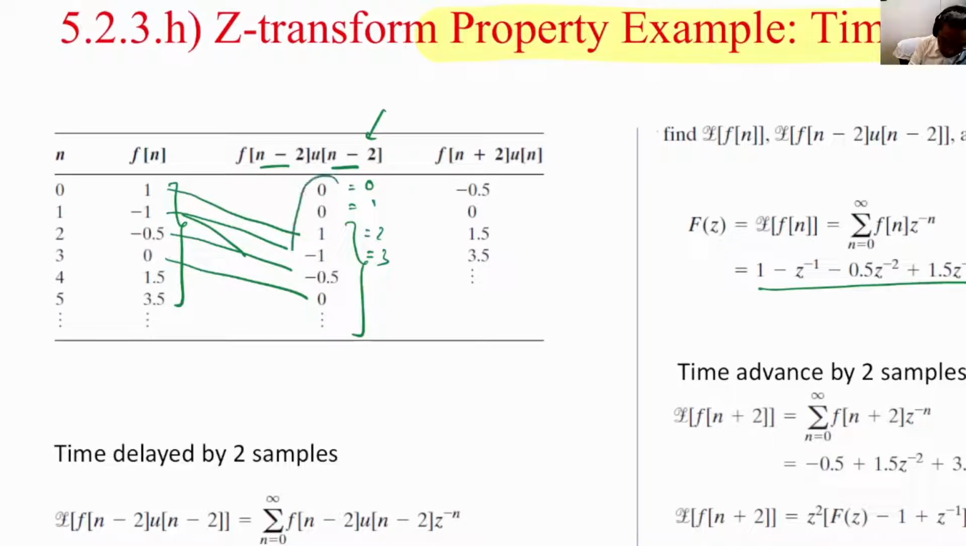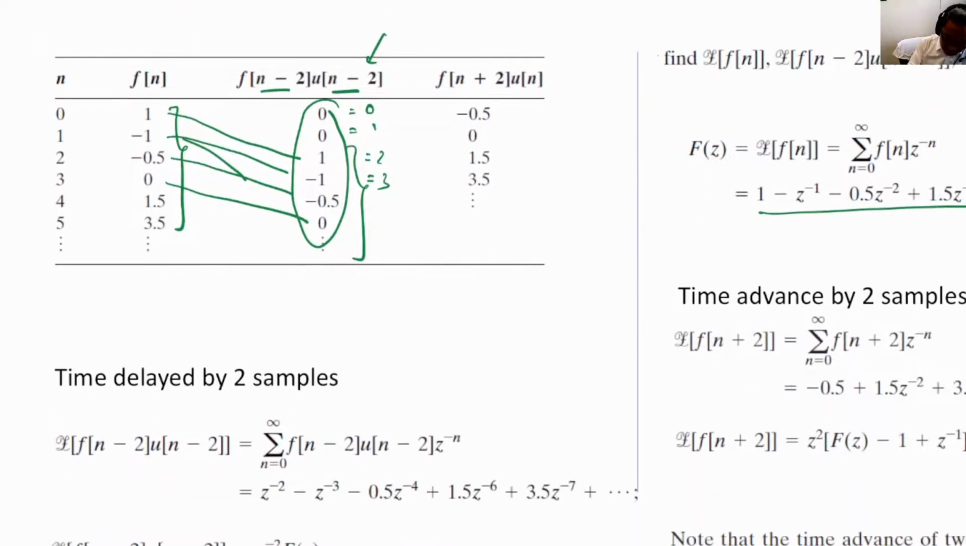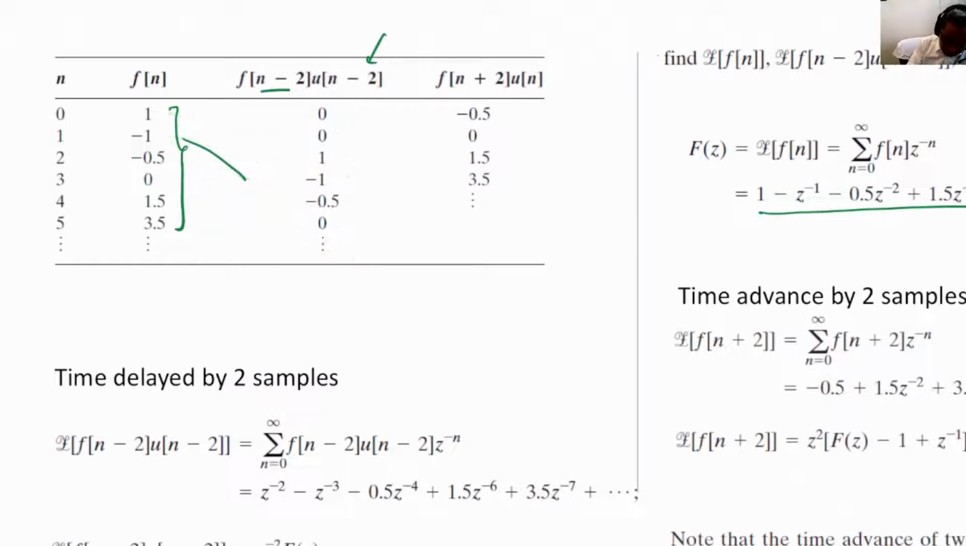So now let us take the Z transform of this. It is simply, since we are taking the unilateral Z transform, it starts from the index 0. So this is 0 Z^0, plus 0 Z^-1 plus 1 Z^-2 minus 1 Z^-3 minus 0.5 Z^-4, and so on.